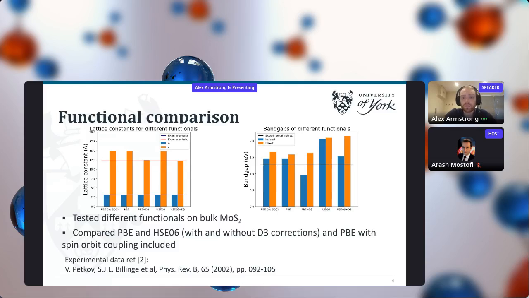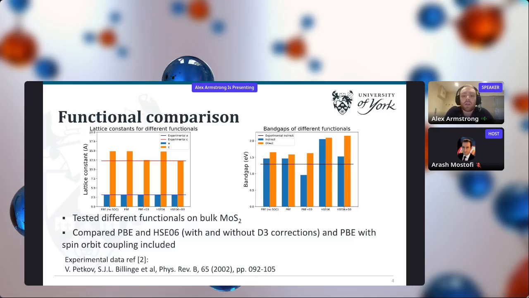If you then look at the graph on the right, we've got the band gaps that were predicted by these various different functionals. What we wanted to compare here is this experimental line, the black line, which is the indirect band gap because this was tested on the bulk. So the indirect band gap is the experimentally measured one. Looking at the blue bars, we can see that HSE06 plus D3 also gets the band gap slightly better.